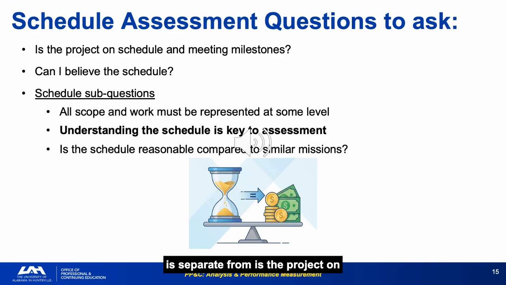A schedule can show on-time performance while being mechanically flawed or technically unrealistic. Credibility assessment requires external benchmarking. Comparing the current schedule to similar missions is the fastest way to identify optimistic assumptions. These questions should be asked at the beginning of every schedule assessment before looking at any health check metrics.